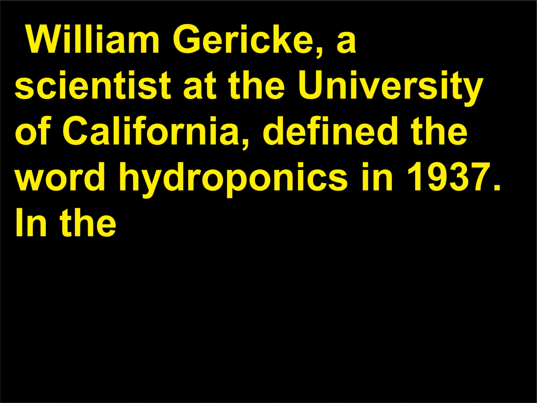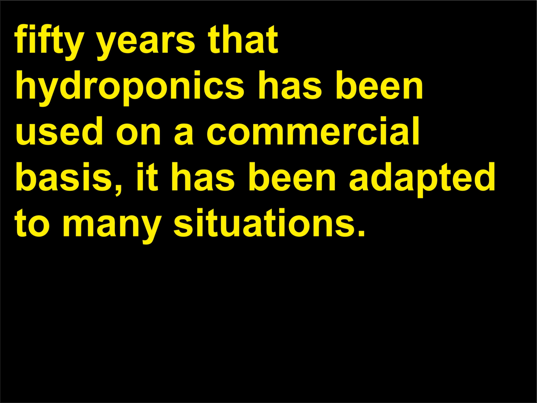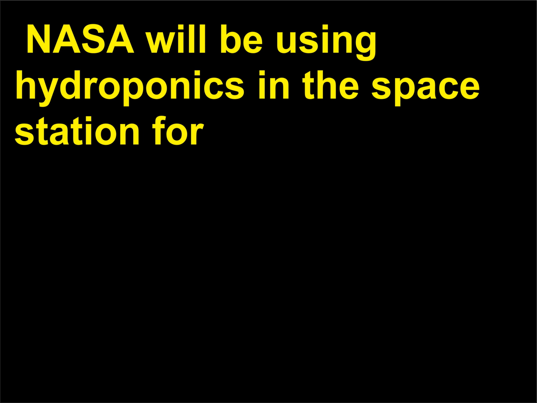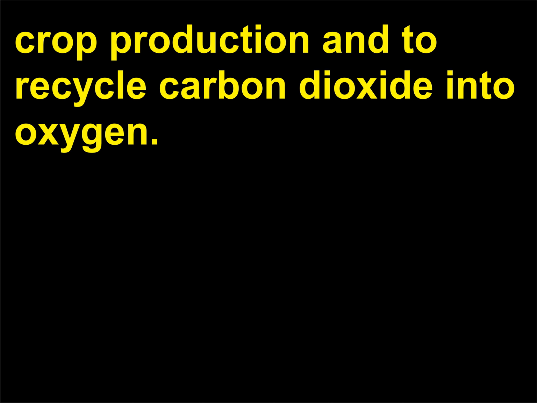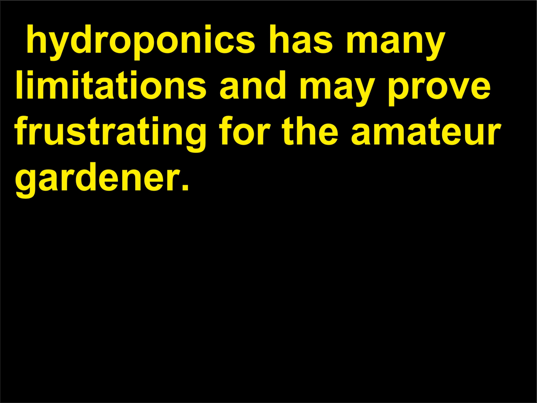In the 50 years that hydroponics has been used on a commercial basis, it has been adapted to many situations. NASA will be using hydroponics in the space station for crop production and to recycle carbon dioxide into oxygen. Although successful for research, hydroponics has many limitations and may prove frustrating for the amateur gardener.